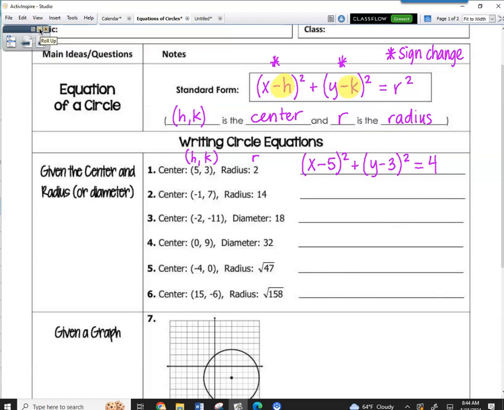You're writing the equation. We're not solving the equation, we're just writing it. It'd be like if I said, hey, here's a line with a slope 3 and a y-intercept 2. Write the equation.